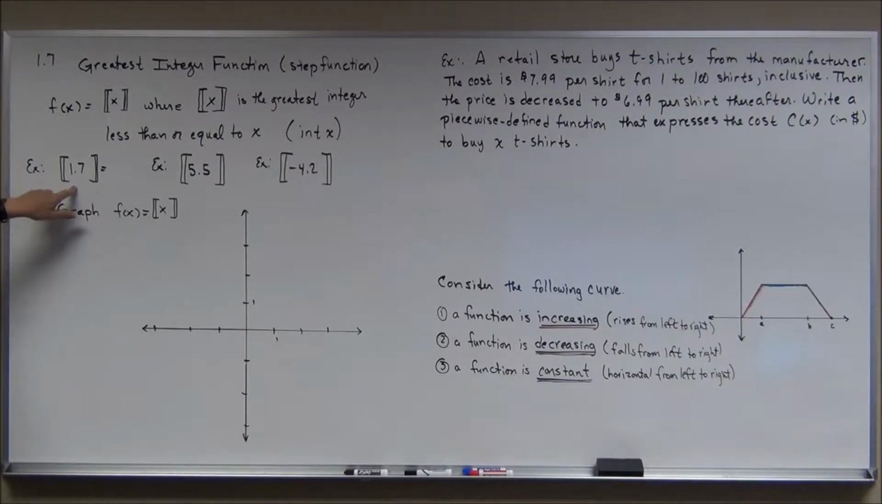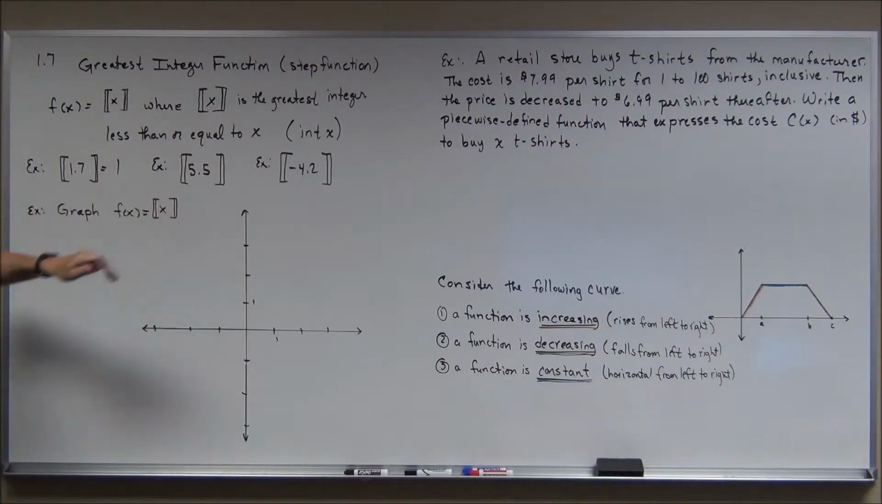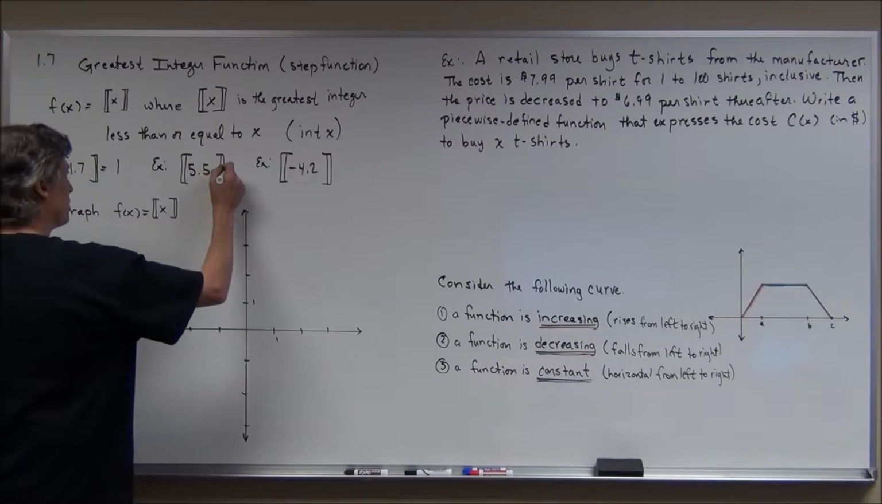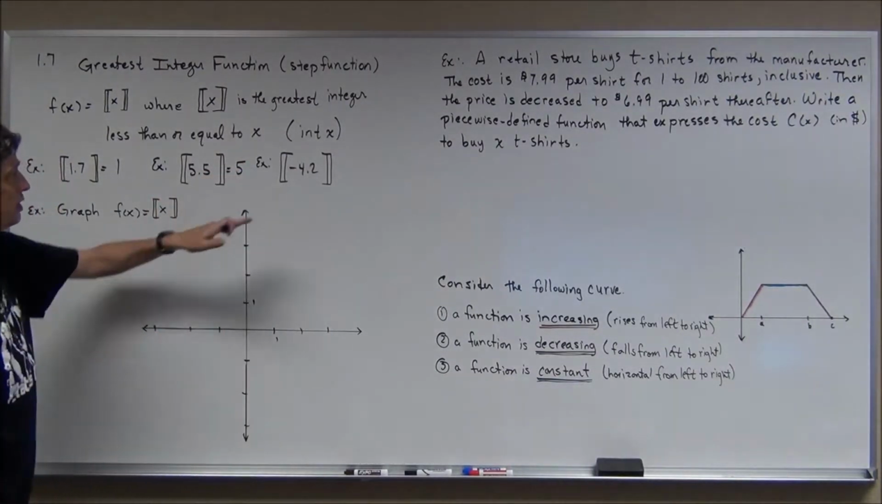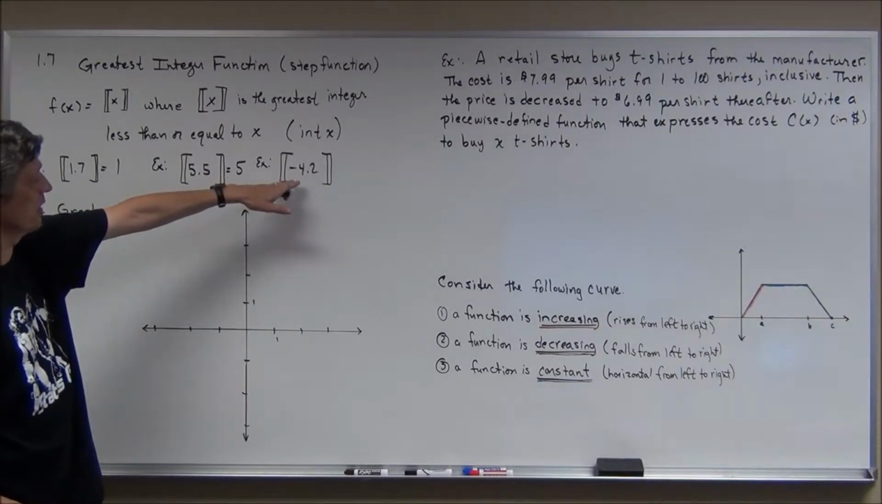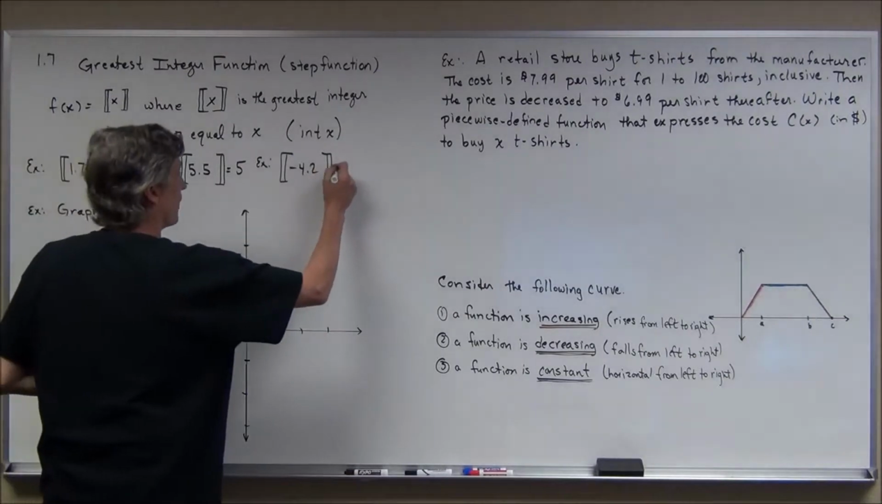So if I said, what's the greatest integer of 1.7? Well, what's the greatest integer that's less than or equal to 1.7? It'd be 1. How about 5.5? The greatest integer less than or equal to 5.5 would be 5. What's the greatest integer less than or equal to negative 4.2? It's not negative 4, that would be greater. It would be negative 5.